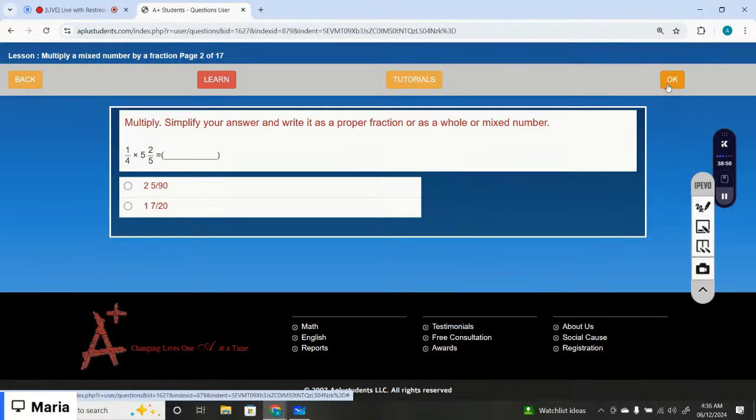1 by 4 times 5 whole 2 by 4. So which is the correct option? That is option number 2, 1 whole 7 over 20. Option number 2 is the correct option.